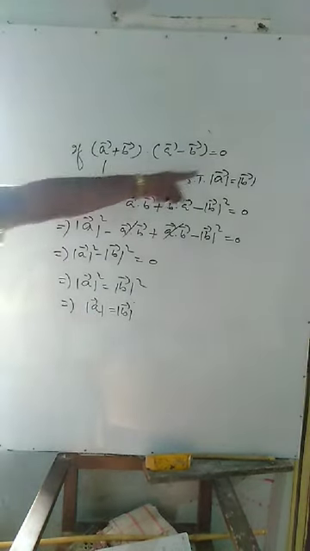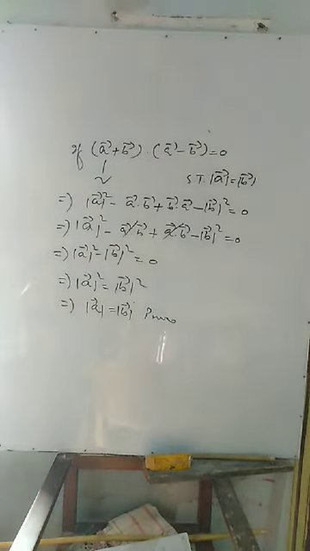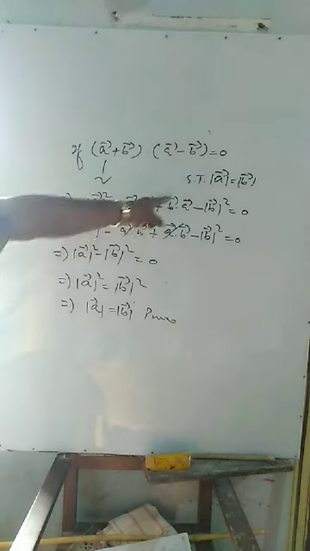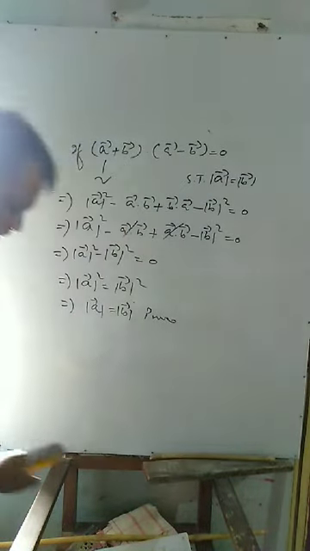That's proved. So directly you can cancel this by changing b dot a to a dot b, then cancel. Okay, the next proof I will do for you.